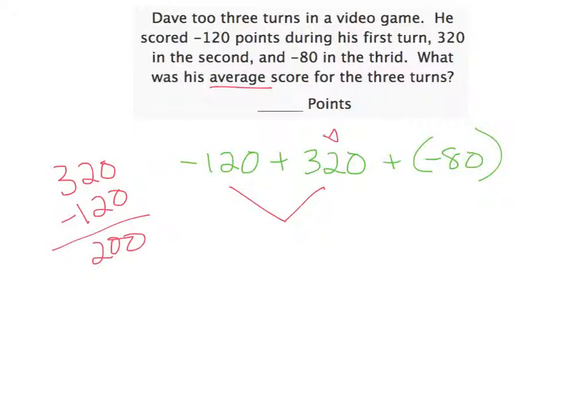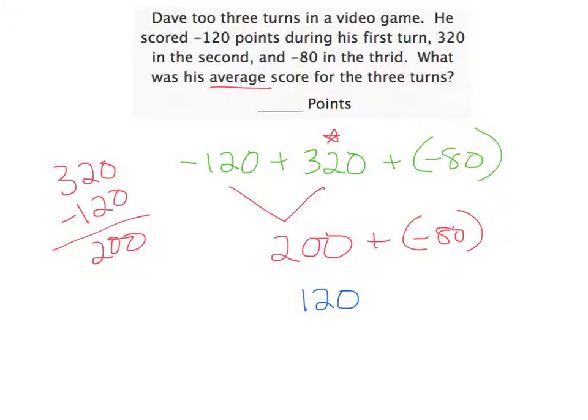Now the bigger absolute value is the positive number, so it will become 200 plus negative 80. Adding a negative is the same thing as subtracting. So this is basically 200 minus 80, which will become 120.